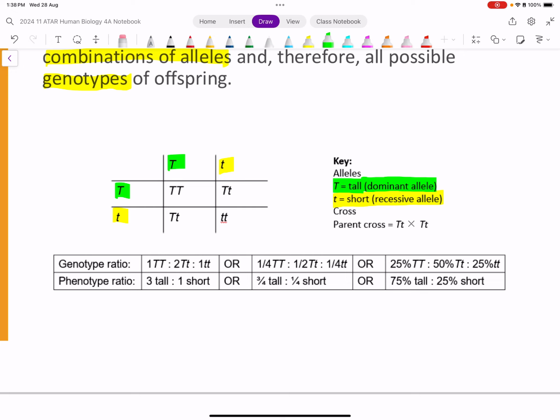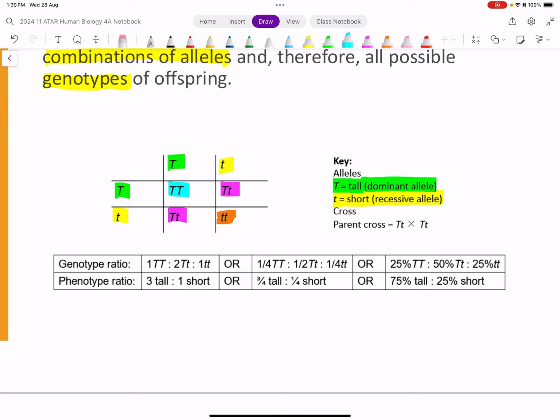When we look at a cross between these two parents in my Punnett square, however, we end up with one individual, first of all, who is homozygous dominant, two individuals who are heterozygotes, like their parents, and finally, one individual who is homozygous recessive. Based on this information, we can then represent this as different ratios to show the different genotypes that are present in our Punnett square.